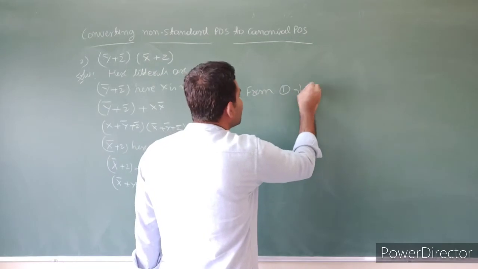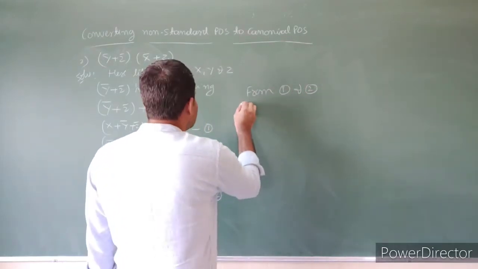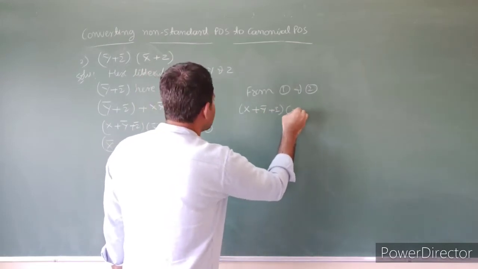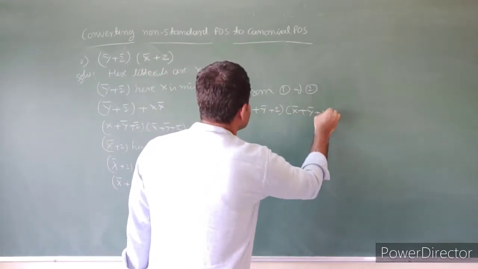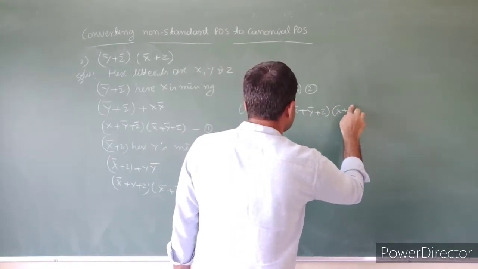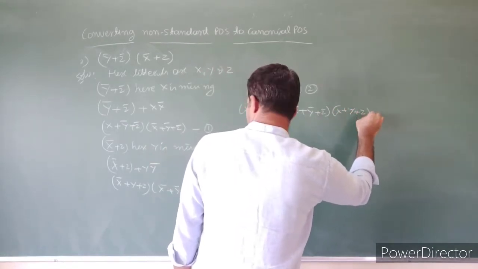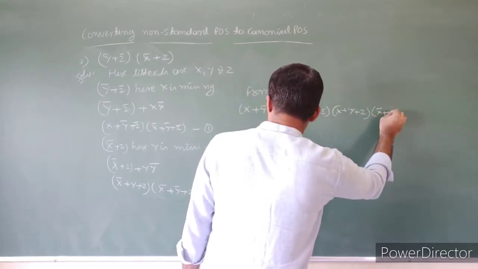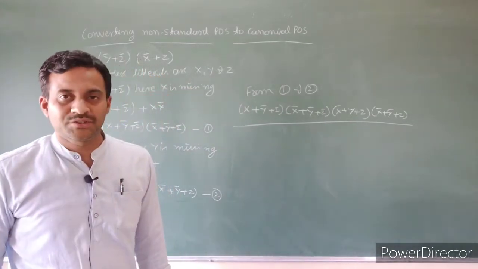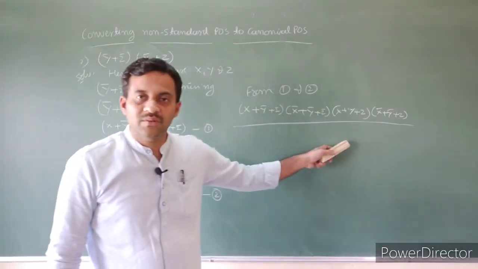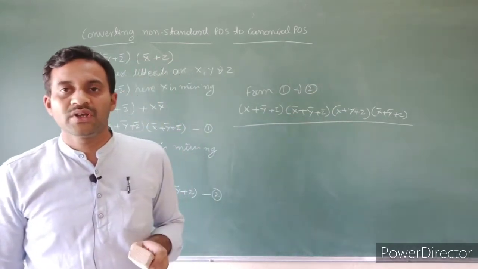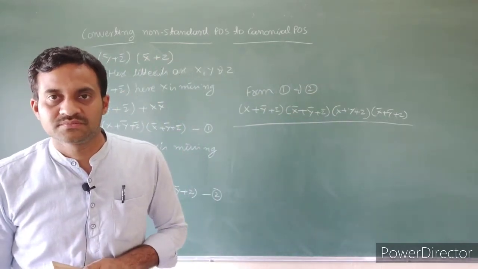From expression 1 and 2, we have x plus y bar plus z bar. Another one is x bar plus y bar plus z bar. Again x bar plus y plus z. Another one is x bar plus y bar plus z. So it is a combined expression. All the sum terms have all the literals. Hence it is a canonical POS expression.